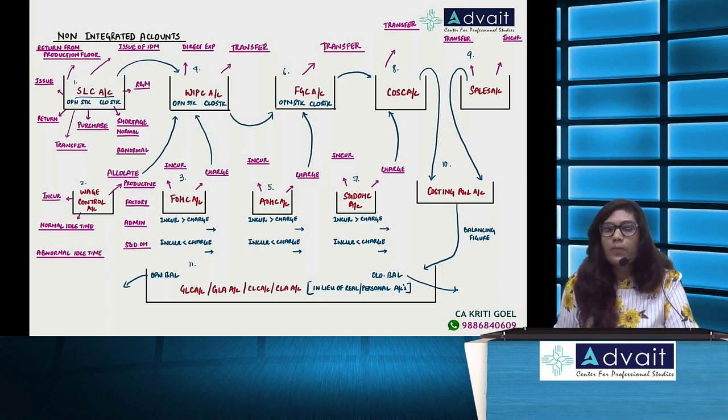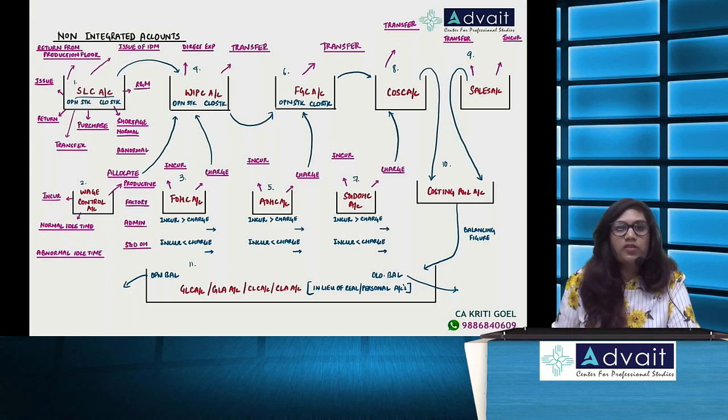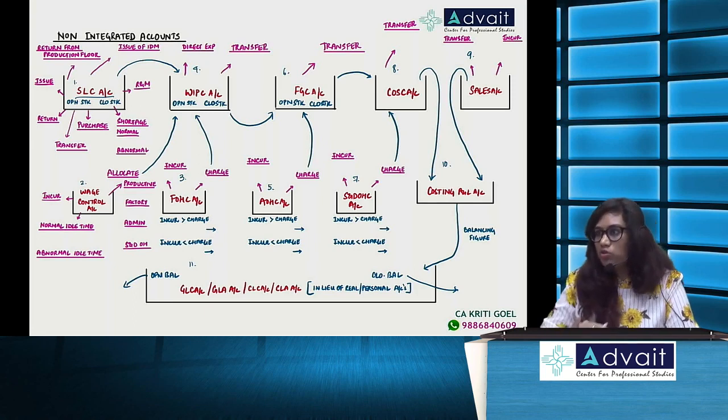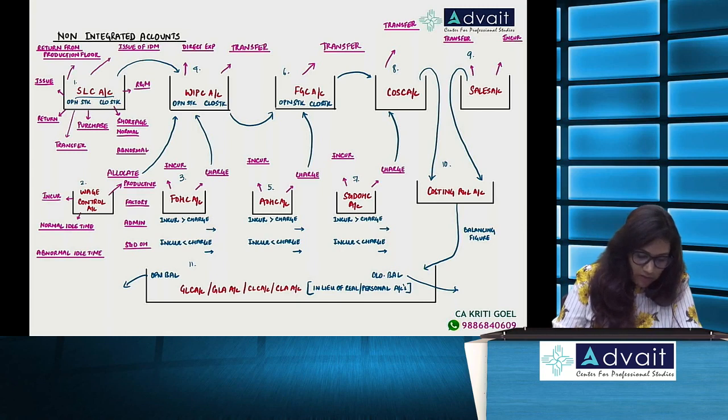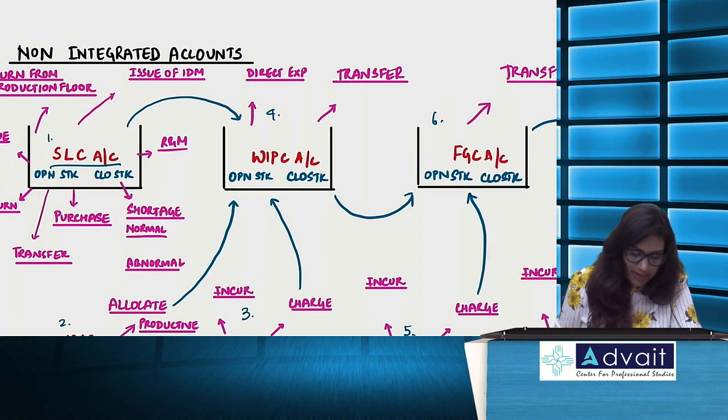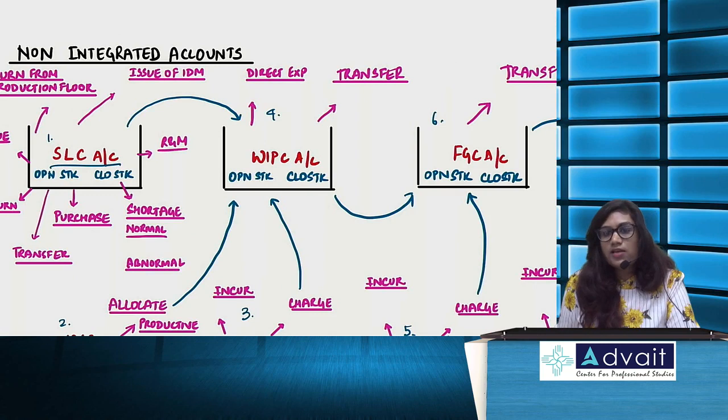Okay? Everybody? So shall we start? Now, what kind of items will appear in each of these accounts and how are each of these accounts linked with one another? Okay, so for that, first we will go into SLC account. We know SLC account has opening stock of raw materials, closing stock of raw materials.